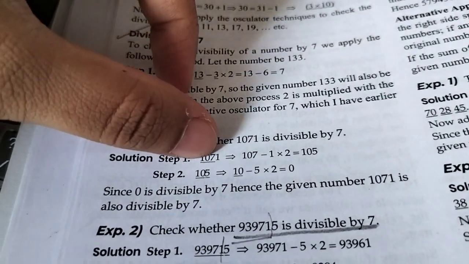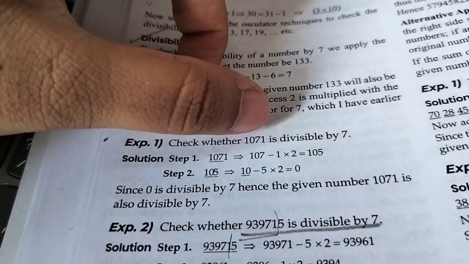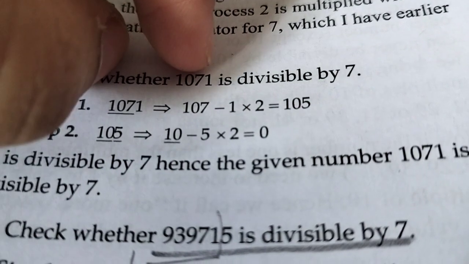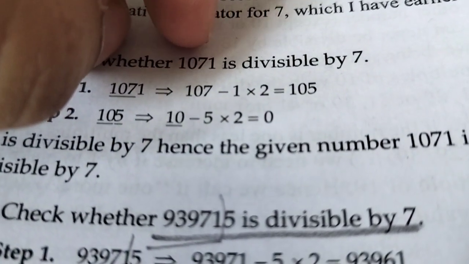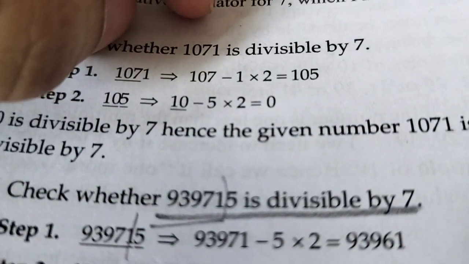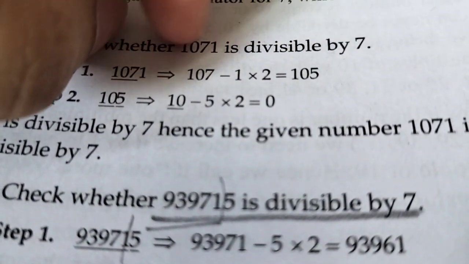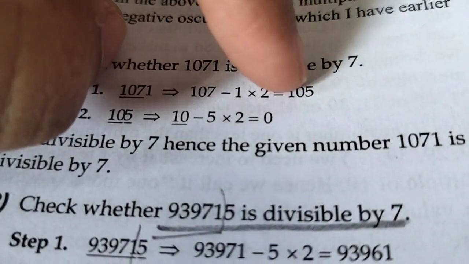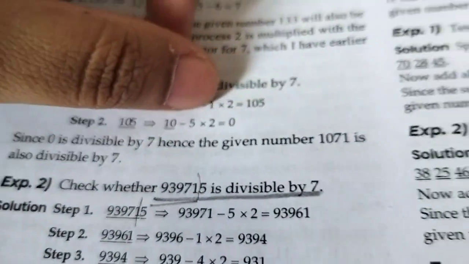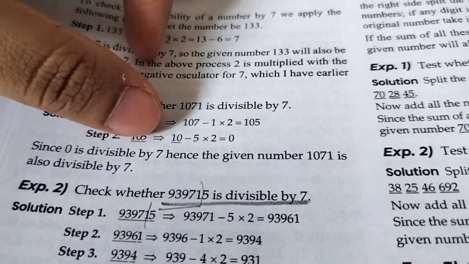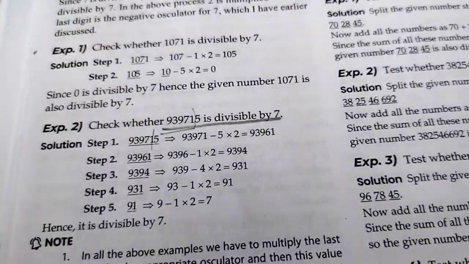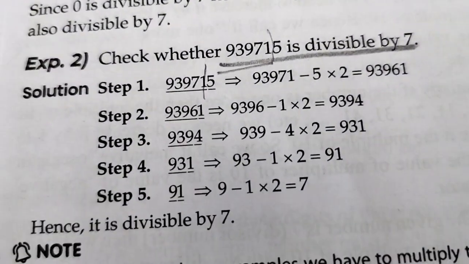So 107. You're not supposed to take the last digit, the unit digit, and the rest you're supposed to take. So 107 minus 1 into 2. Then apply BODMAS, and then you'll find this, and then the answer is 0. So since 0 is divisible by 7, thereby the number is divisible by 7. So that's how you check the divisibility of 7. This is another example.